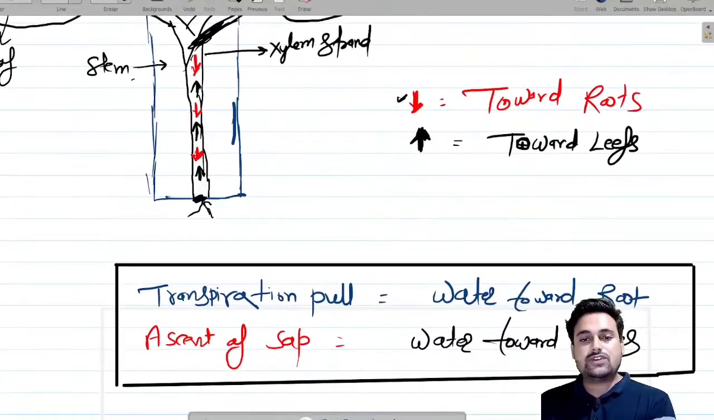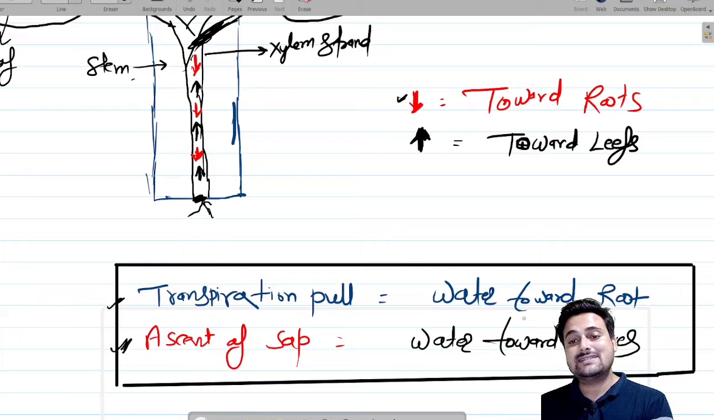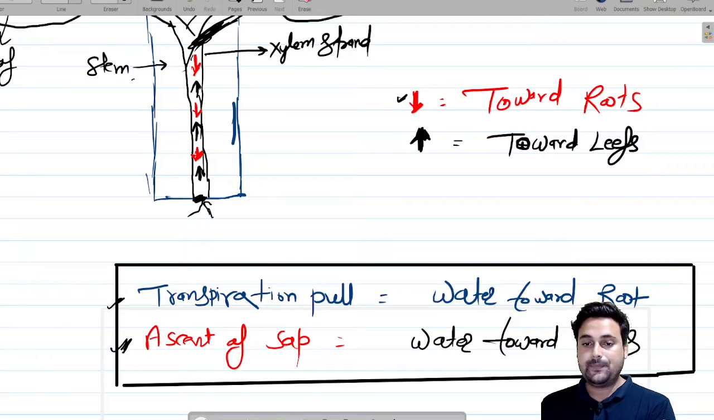So transpiration pull is showing the force pulling water towards the root, while ascent of sap is showing water going towards leaves. Okay, so this theory can show us why ascent of sap is happening, why water is reaching up to the leaves, while transpiration pull shows us that water is sucked into the roots. Okay, let's come forward.